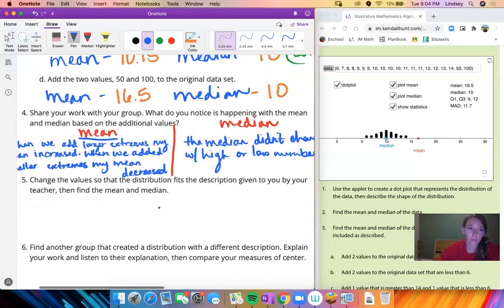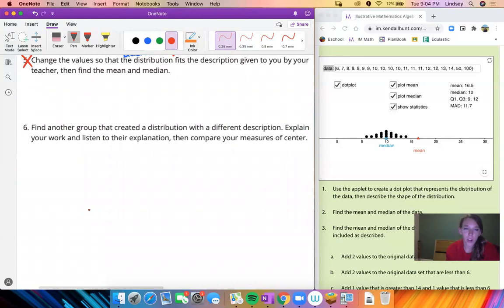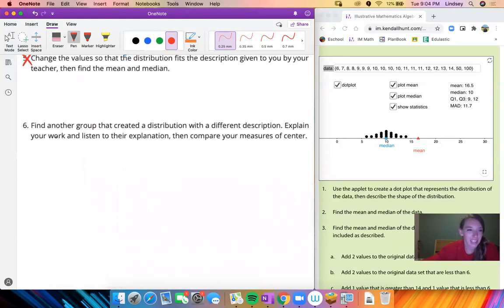All right, so part 5 says change the value so that the distribution fits the description given to you by your teacher and then find the mean and median. We're actually not going to do number 5, so we're just going to skip that one. And we're not really going to do number 6 either, but we are going to draw some more conclusions down here, kind of like wrap it all up and tie it in a bow.